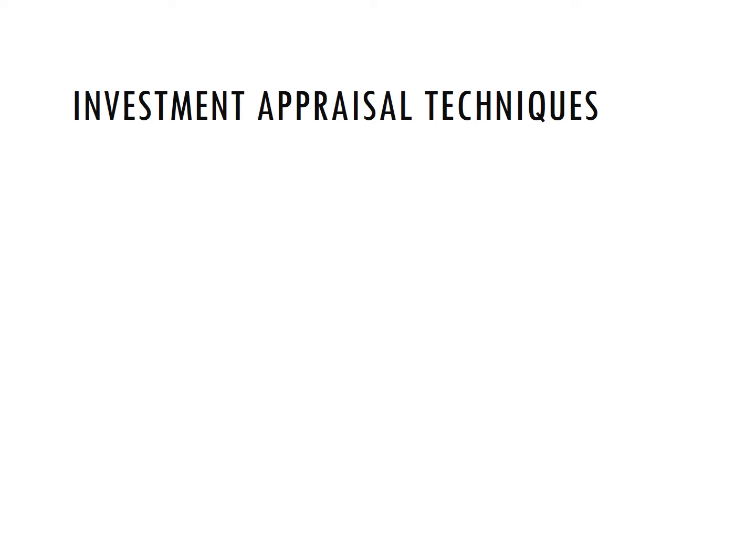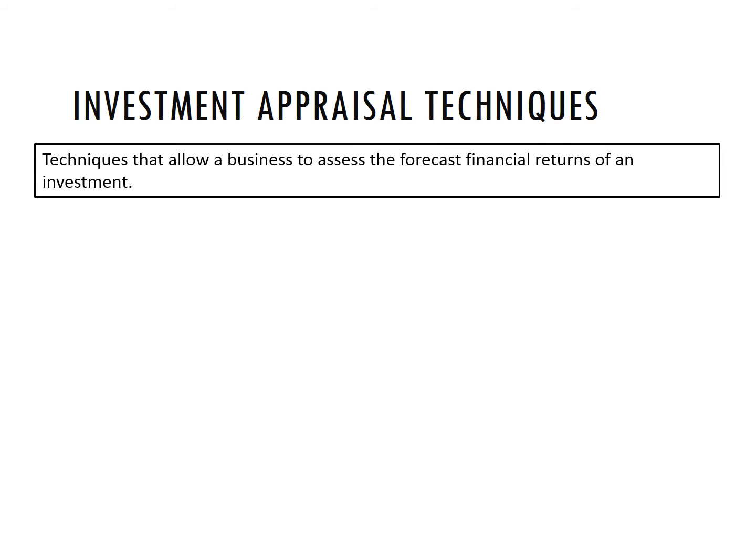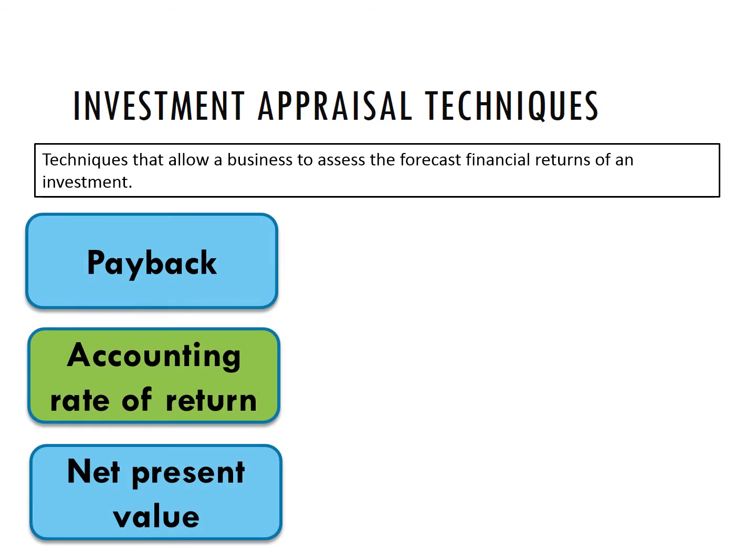So we're looking here at investment appraisal techniques, things that a business could do or approaches a business could take to assess whether they should do an investment or whether one investment would be preferable to another one. And we do that by assessing the forecast financial returns of the investment. And here we're going to look at our second one, which is called the average or accounting rate of return.